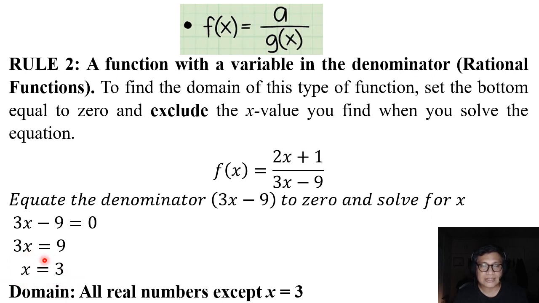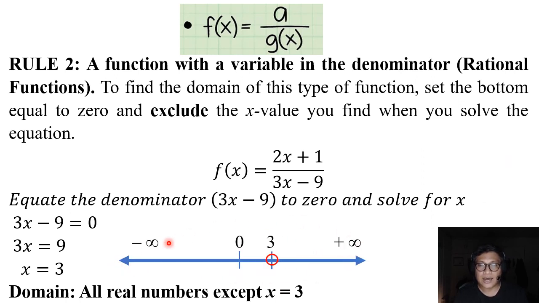This means, class, that this will not be part of the domain. Because if you substitute the value of your x to be 3 in this function, you will arrive at division by 0, which is not possible. So you cannot divide a number by 0, class, because it will make it undefined. So with this exception, we could say now that the domain will be all the real numbers except x is equal to 3. So in graph, class, this is how it looks like.